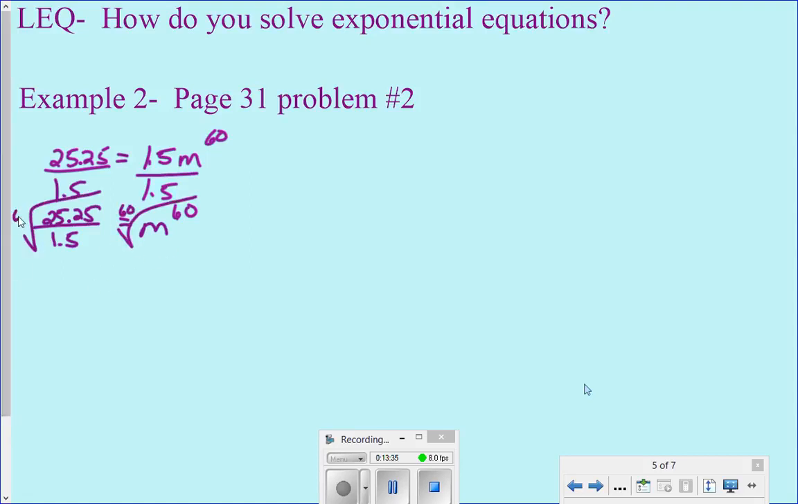Be careful with that. Common student mistake, I think you have log on the brain right now. Common student mistake is to just take log of everything. We don't want logs here. So the 60th root of m to the 60th is technically the absolute value of m.